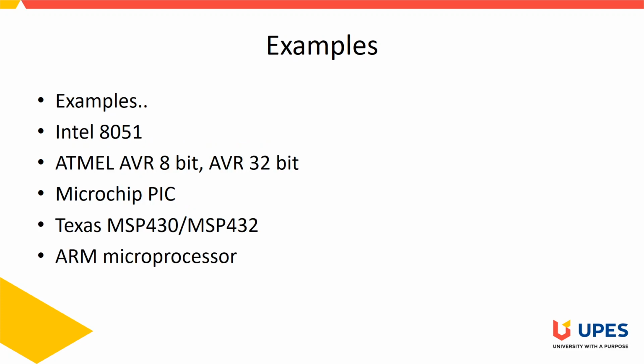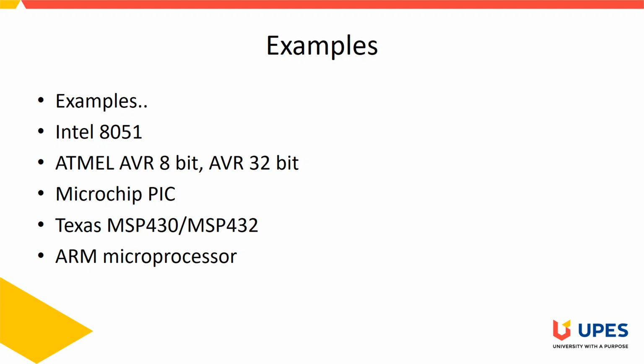Now, these are some examples of embedded processors. Intel 8051. This is a family of microcontrollers designed by Intel. These are 8-bit microprocessors with varying RAM and ROM size and four 8-bit ports. Then Atmel has the AVR series. So AVR 8-bit to AVR 32-bit processors are designed by Atmel. Then Microchip PIC is another example of embedded processors. Then Texas MSP430 and 432, they are very good processors if you talk about real-time applications.